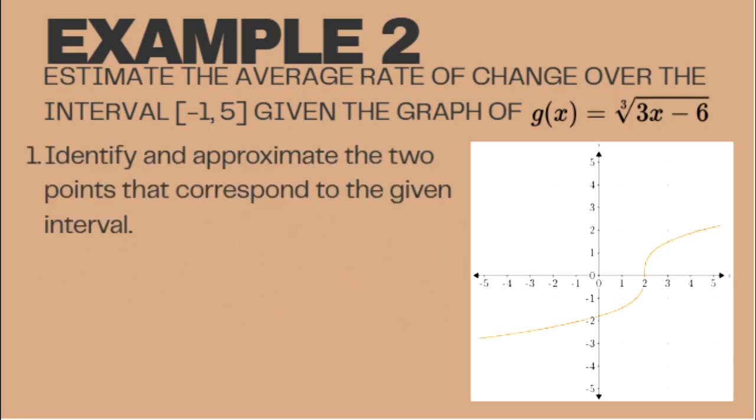So first it says identify and approximate the 2 points at the given interval. If we're approximating at -1, we have -2. So our first point should be (-1, -2). And our second point is at x equals 5, and we're going to say y equals 2, because we're approximating. Now, why didn't it tell us that we were going to approximate?